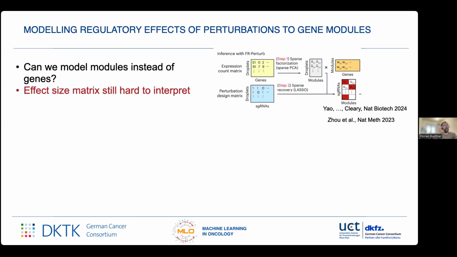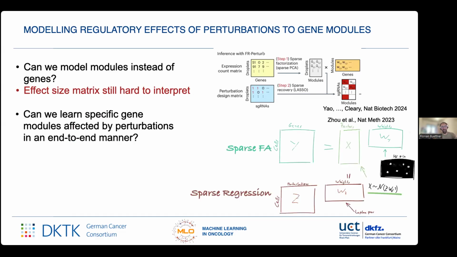But then still, it's very hard to interpret this effect size matrix, because you just know that given perturbations have an effect on a module, but you don't really understand what the module is in terms of your pathways. And that's where our MOVIE module comes in, because we can again link our factors here to individual pathways via this horseshoe prior, and we can jointly learn this regression module together with these pathway factor scores.